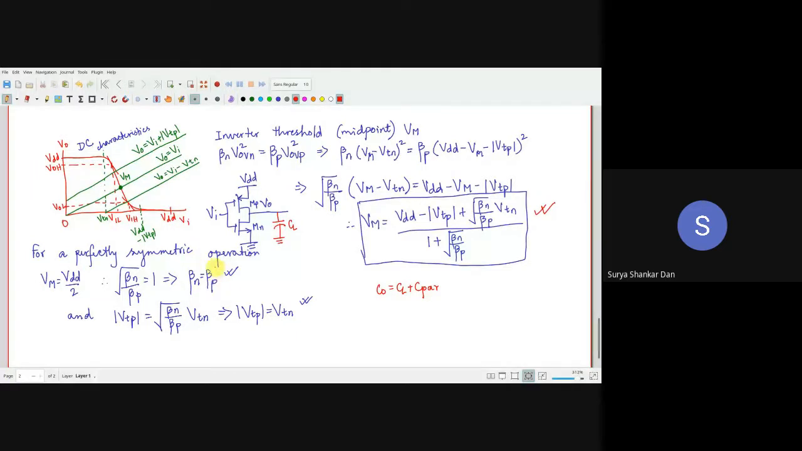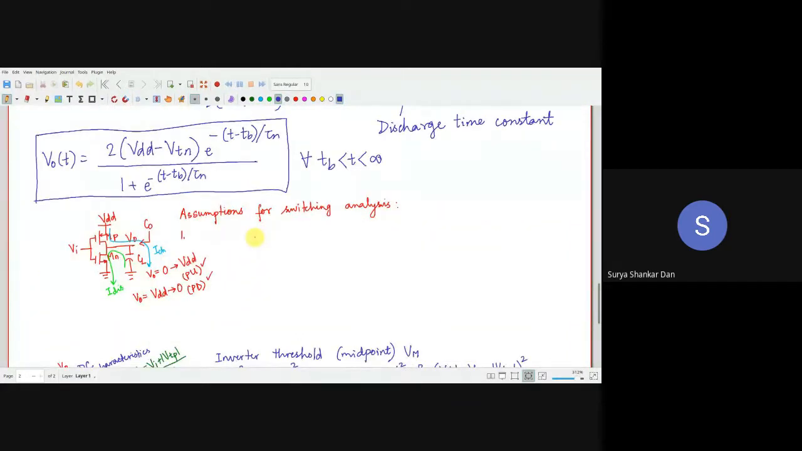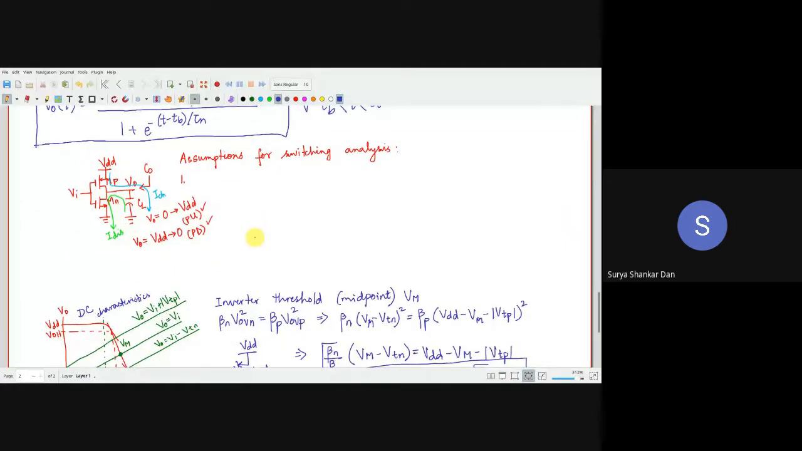What are the conditions for that? These are the conditions. So this is one condition, this is another condition. I can write it here: conditions for a perfectly symmetric operation. Understood? In the same way, when we do the analysis, we will see what is the condition for perfectly equal rise and fall time. But that is a condition.